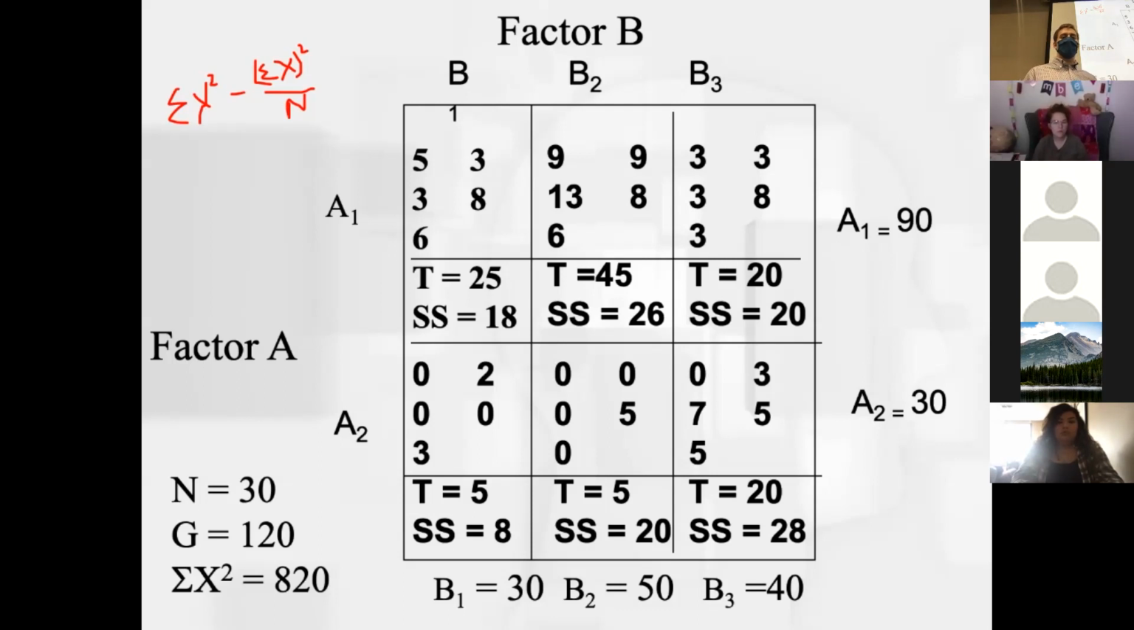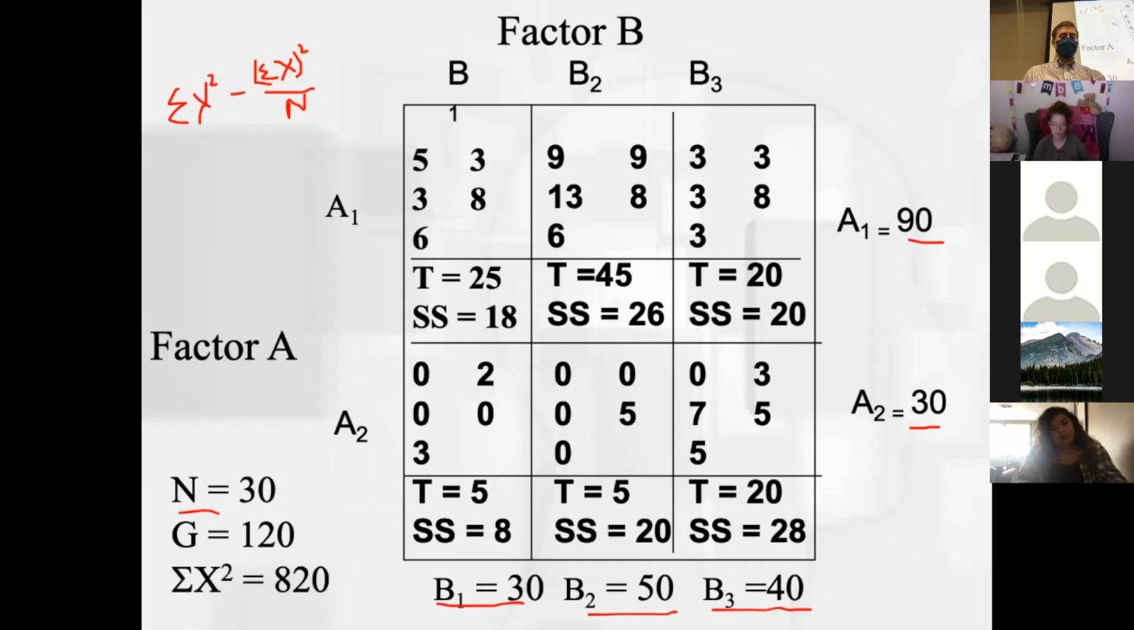So again, we're finding the sum of squares for every individual cell. We're finding the t for every individual cell. And then we can find the column totals and the row totals. All right? The total for A1 is 90, 25 plus 45 plus 20. Five plus 5 plus 20 for 30. Column totals, 25 plus 5 for B1. 45 plus 5 for B2, 20 plus 20, 40 for B3.